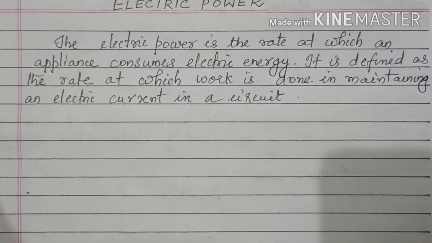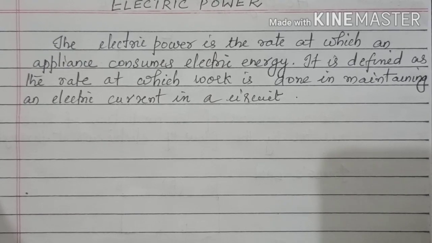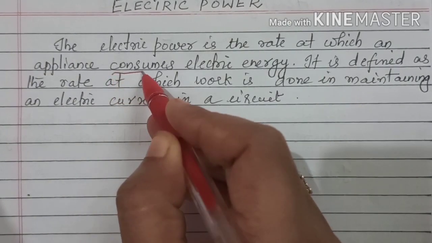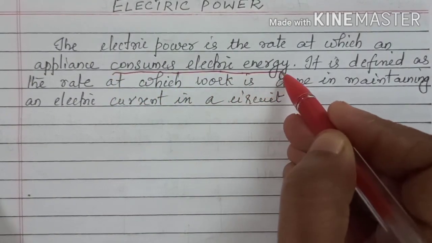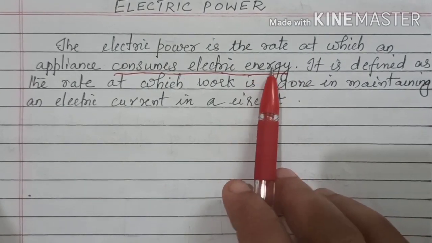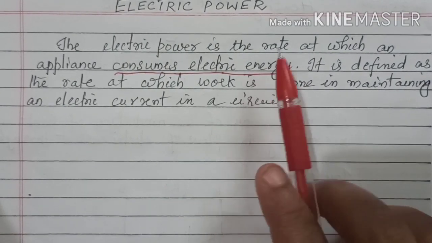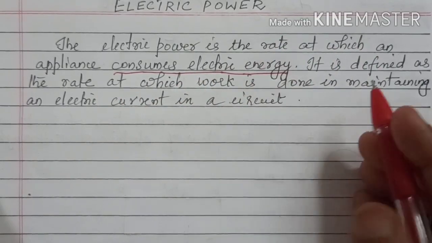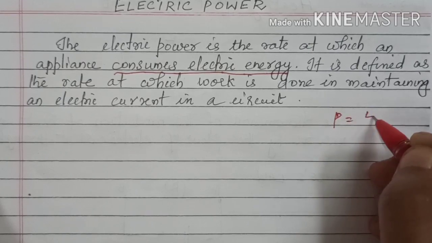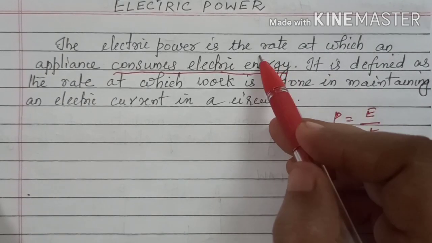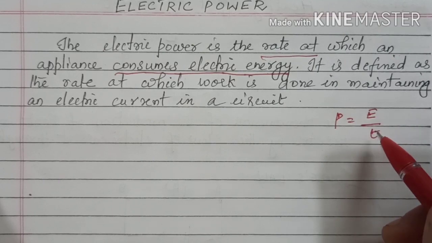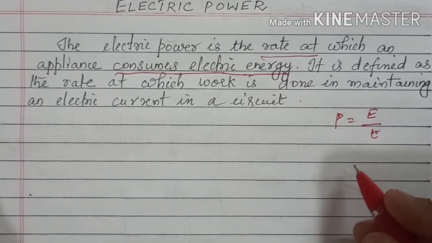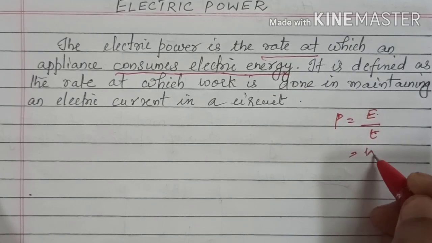So the definition goes like this. The electric power is the rate at which an appliance consumes electric energy. As you know, energy is equal to work, isn't it? So according to this definition, I can write power is electric energy by time. Rate means divided by time. And if this energy is equal to the work done by that appliance, then instead of E I can write W by T.